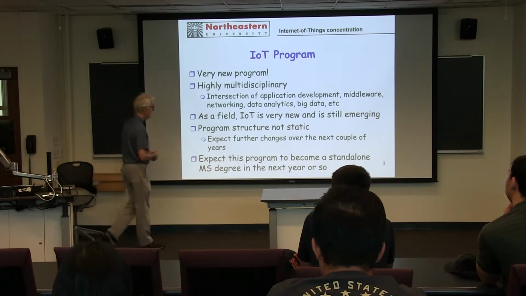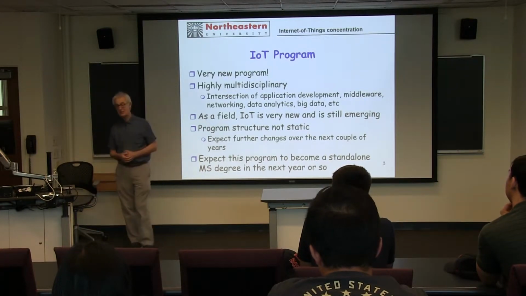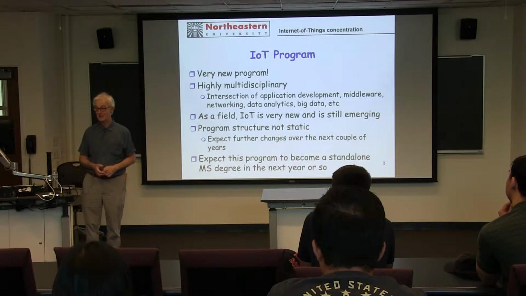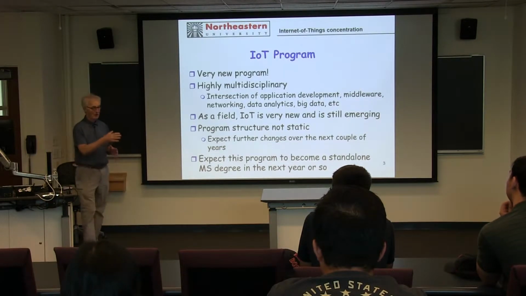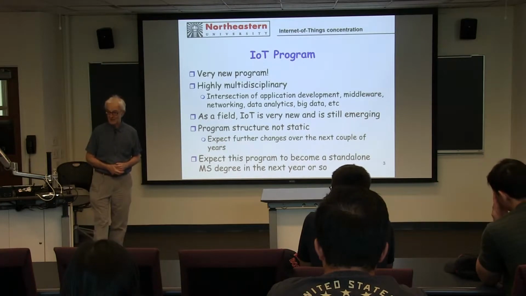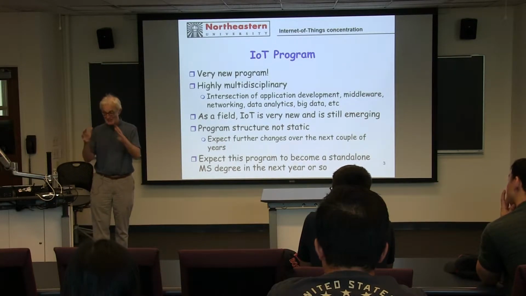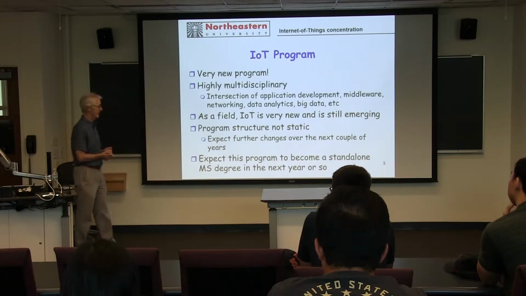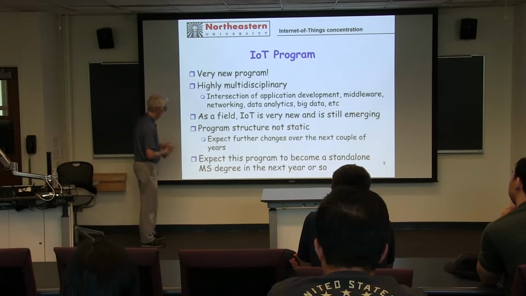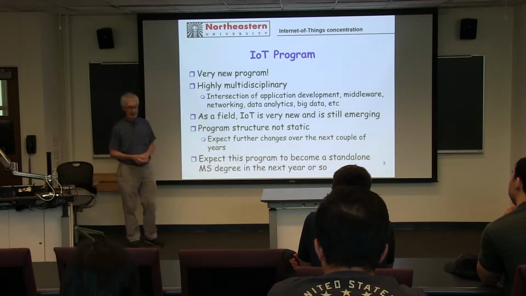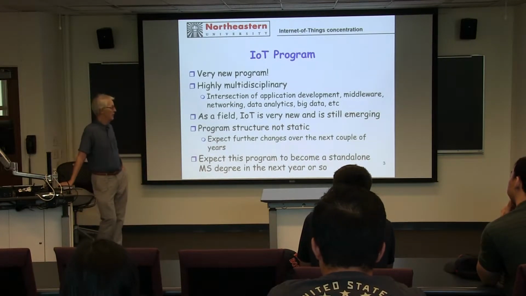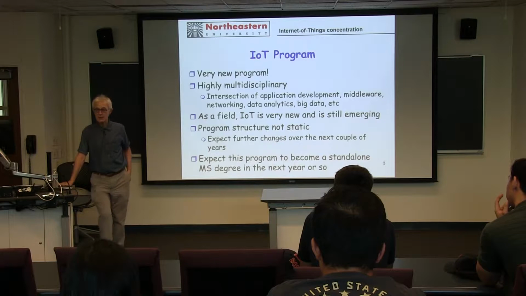I've made a number of changes to the program in terms of the courses since last year, and I expect next year there'll probably be some more changes. Probably over time the rate of change will slow down, hopefully. In other words, the area will stabilize in some way, so that the changes from year to year won't be as significant. As I mentioned, we expect this to be a standalone degree in the next year or so, once it works its way through the university process of creating a new master's degree. Any questions?